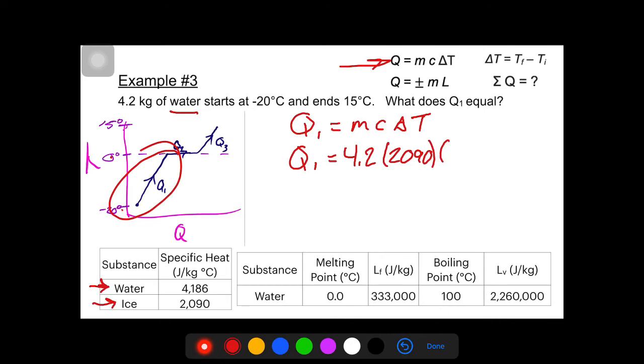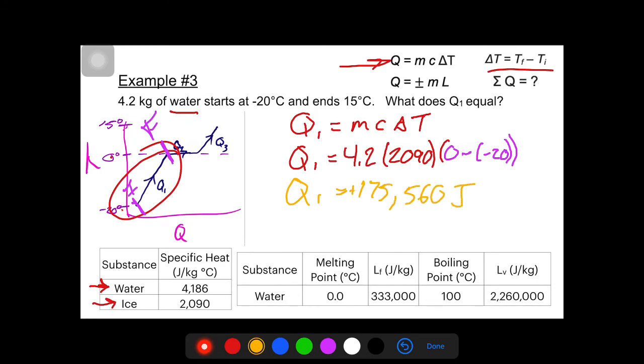And then we're going to take our final minus our initial temperature. So my final temperature is right here. My initial temperature is right here. So it's going to be 0 minus a negative 20. Now, 0 minus a minus 20 is positive 20. So when you do this calculation, we're going to get a Q1, and hopefully you got this, of 175,560 joules. It's a positive number because it gains heat, and it's the specific heat of 2090 because it's ice. It's water in the solid form. So we had to choose that.